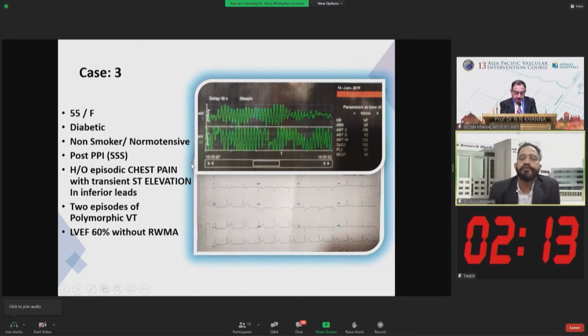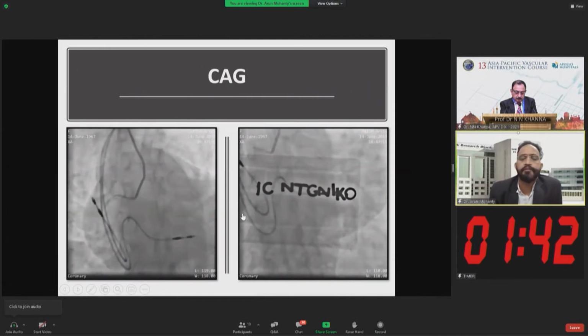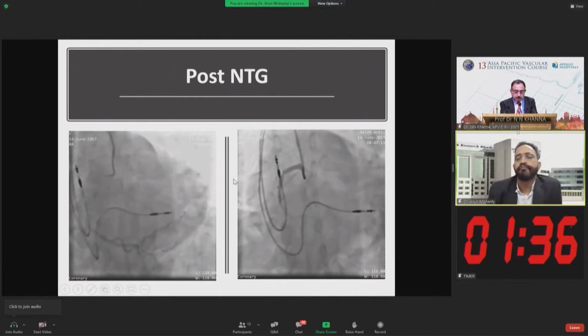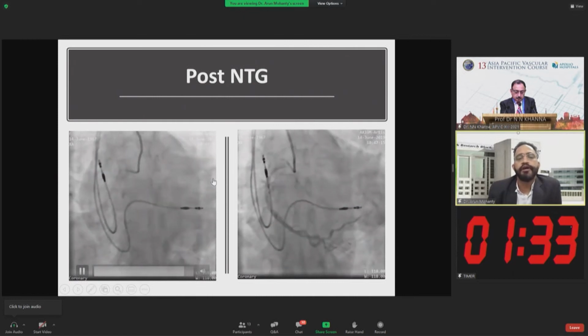Now, the third is a very interesting case: a 55-year-old female, diabetic, non-smoker, normotensive. She had sick sinus syndrome under a pacemaker and episodic chest pain. She would get episodic chest pain with ST elevation, and that's why she was admitted. She had 2 episodes of syncope at her place. So we admitted her, and on the monitor you could see polymorphic VT. She was DC cardioverted. This was the ECG, with some mild ST elevation in the inferior leads. The next day, she was taken up for angiogram. One can see there is some haziness here, and with NTG, the haziness goes.